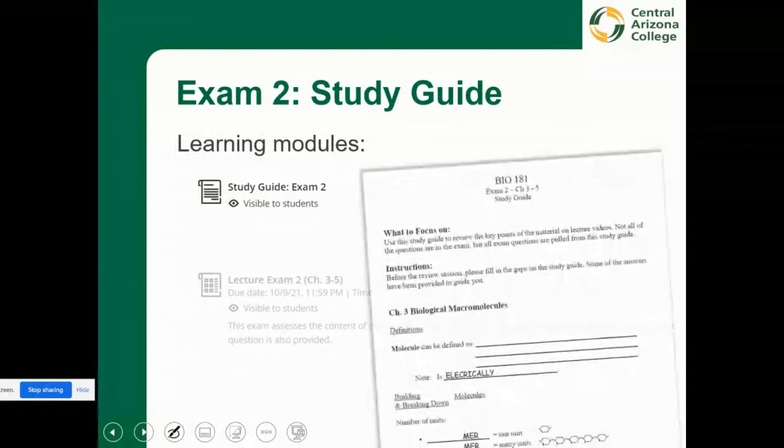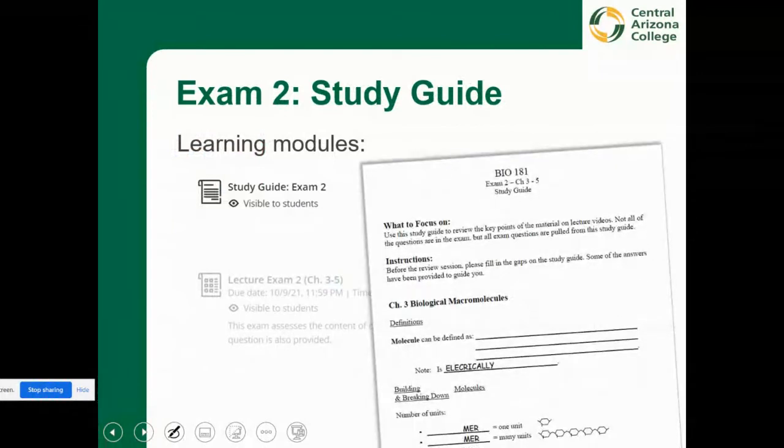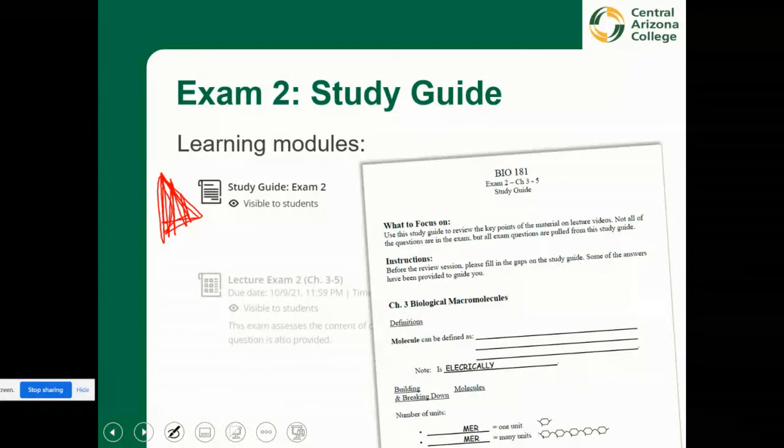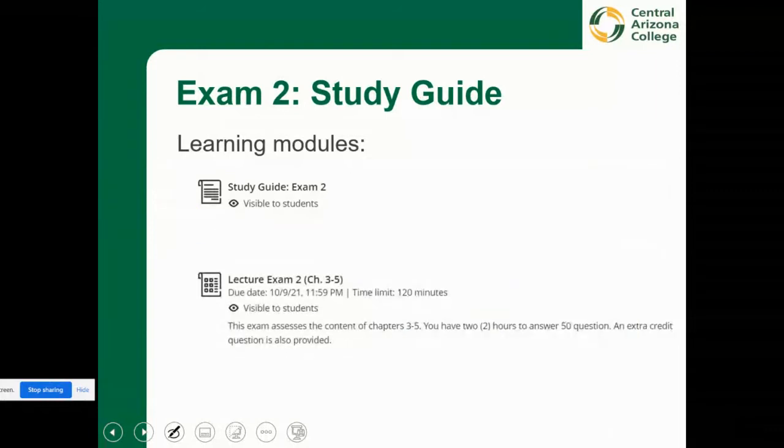You will find a study guide for the exam in the learning modules between week 6 and week 8, as we discussed at the very start. It is going to be a blank version of the study guide, and we'll go through the answers to the blanks today. The other thing that you'll find, of course, is the actual lecture exam.